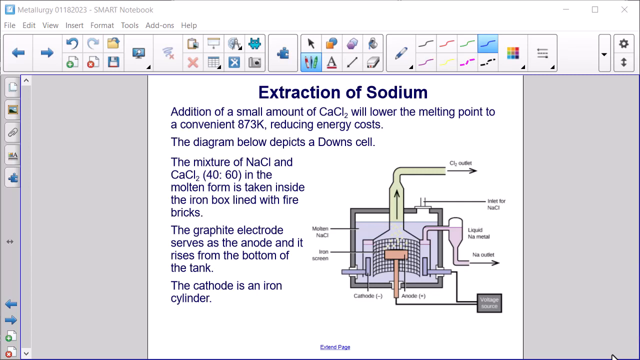A 40 to 60 mixture of sodium chloride and calcium chloride in the molten form is taken inside the iron box lined with fire bricks. The graphite electrode serves as the anode and it rises from the bottom of the tank, which you can see here. The cathode is an iron cylinder.